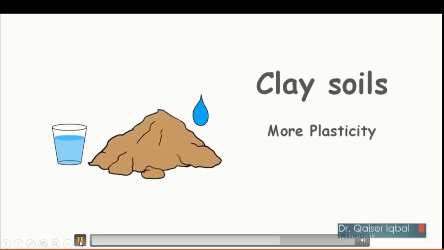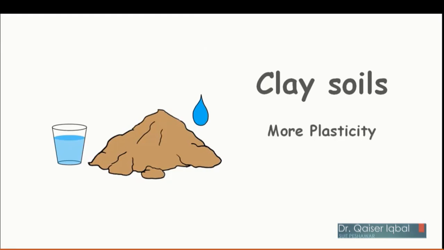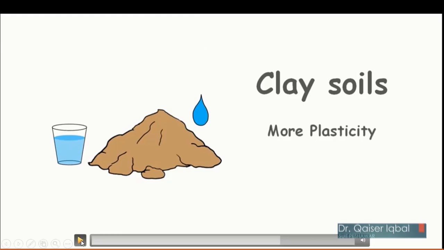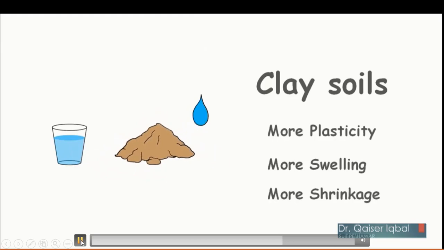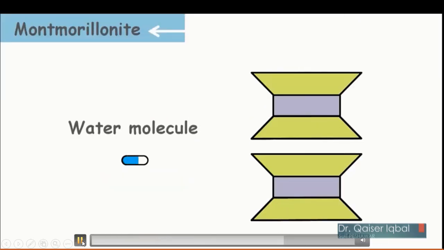In these there are van der Waals forces. Because of the van der Waals forces, they can attract more water. Because of the more water, Montmorillonite is more plastic, and causes more swelling and more shrinkage, so it is not good for construction.